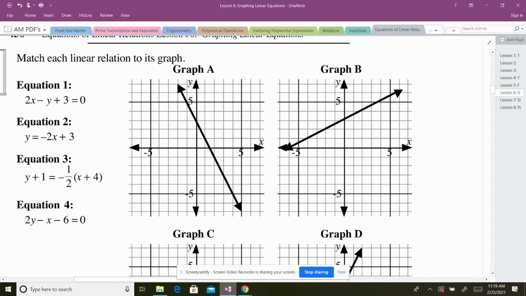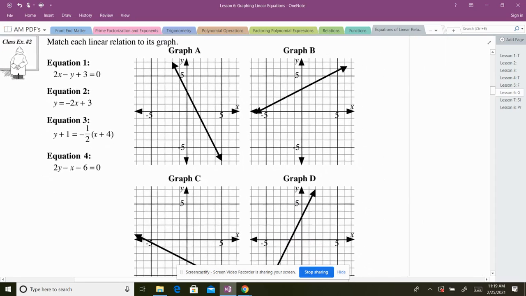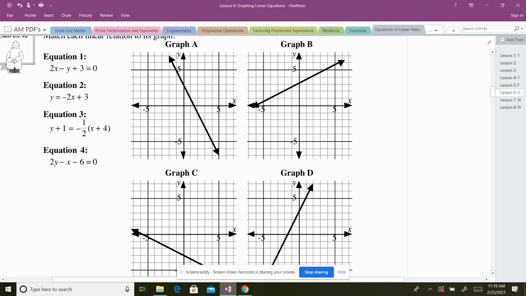So we're going to match these equations to the corresponding graphs here. Let's start with the ones that we don't need to manipulate. So equation 2. I don't need to manipulate that. What is my slope and what is my y-intercept? And the y-intercept is 3.